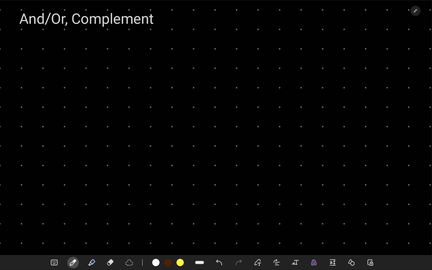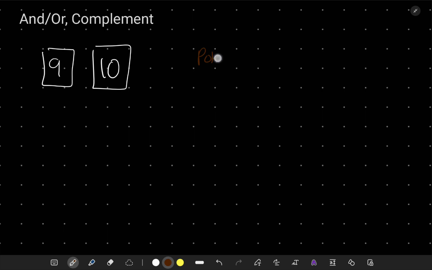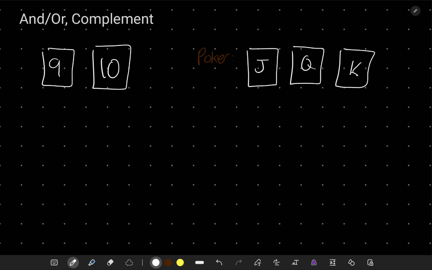This is the idea of, let's say for example, poker. For poker, let's say I had a straight. Let's say I had two cards so far, a 9 and a 10. For me to get a good straight, especially a royal straight, I want a jack and a queen and a king. All of these contribute to me winning a good straight. I mean, obviously it's not the best hand, but hey, a straight is a straight. This is going to be an example of and, because I want the jack and the queen and the king.